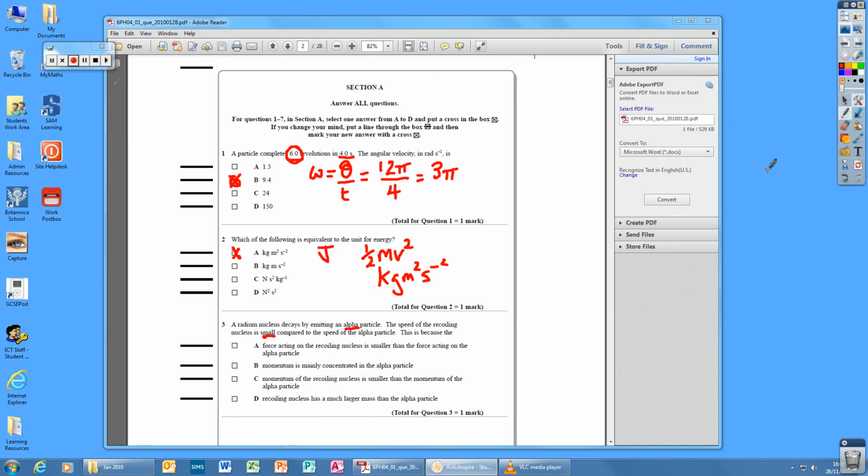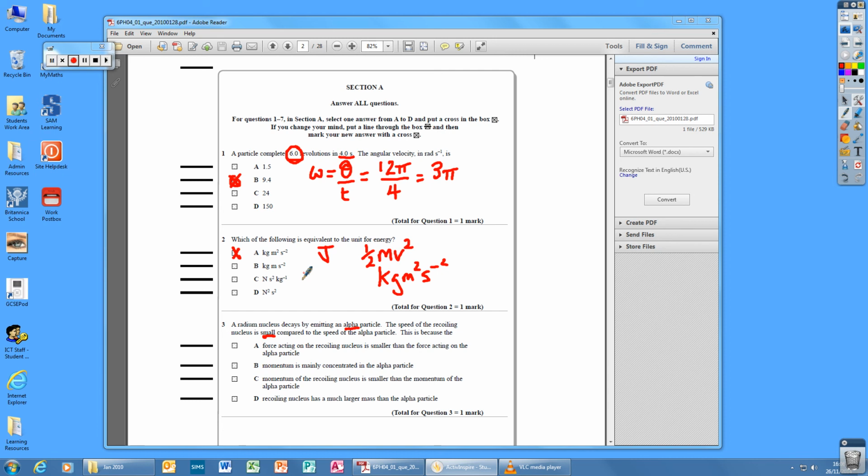the force acting on the recoiling nucleus is smaller than the force acting on the alpha particle. That can't be true because of Newton's third law. The momentum is mainly concentrated in the alpha particle. Again, that can't be true because the momentum of both the alpha particle and the recoiling nucleus must be the same, so that discounts B and C.